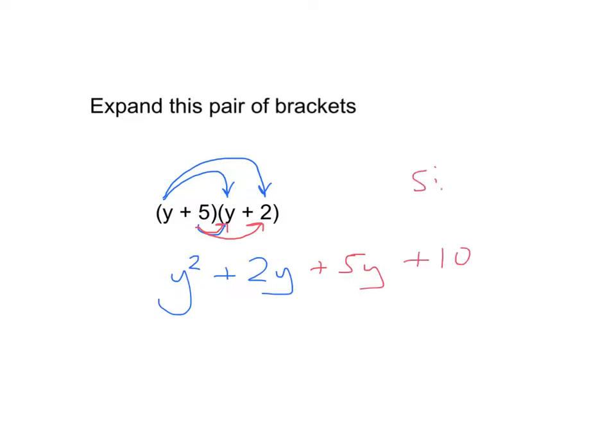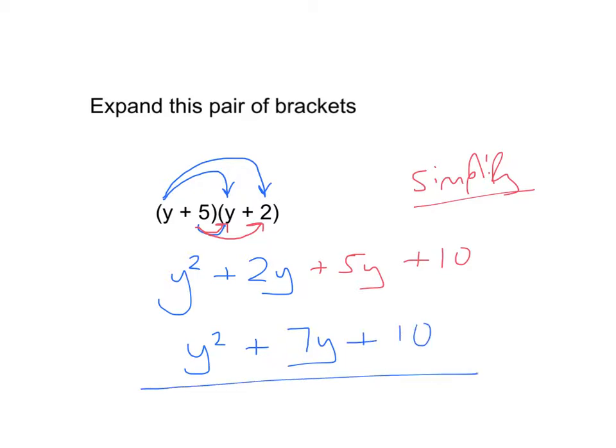Again, I'm going to tidy it up. I'm going to simplify all this algebra. So if I look, I've got a y squared, I've got 2y and 5y, which gives me 7y altogether, and plus 10, and that's my expanded bracket.